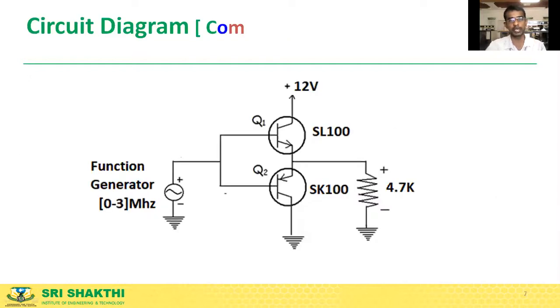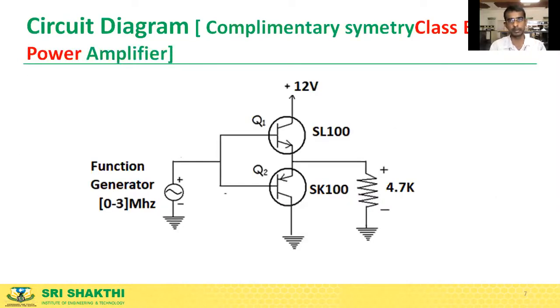So this is the circuit diagram for the complementary symmetry Class B power amplifier. Why is it called complementary? Because one is NPN, the other one is PNP. And why is it called symmetry? It's like a mirror. On the left side and the right side, top and bottom, it is like a mirror image. That's why it is called a symmetry amplifier.